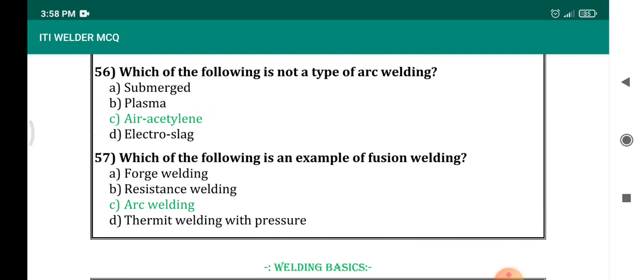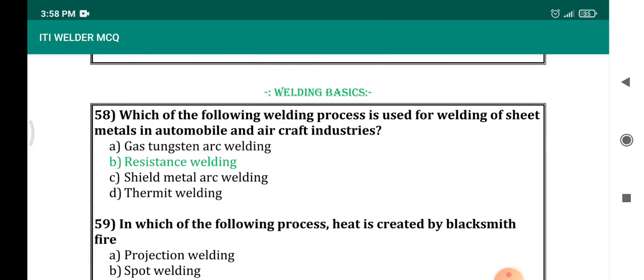Which of the following is an example of fusion welding? Forge welding, resistance welding, and thermit welding with pressure are not examples of fusion welding. Arc welding is an example of fusion welding.